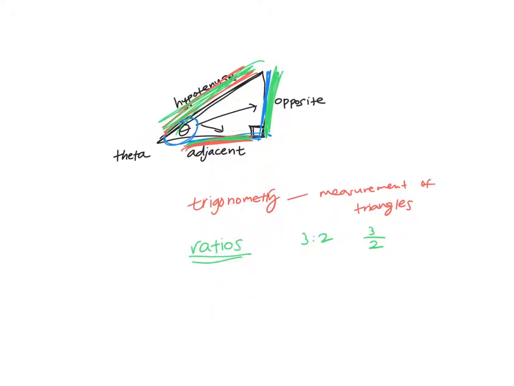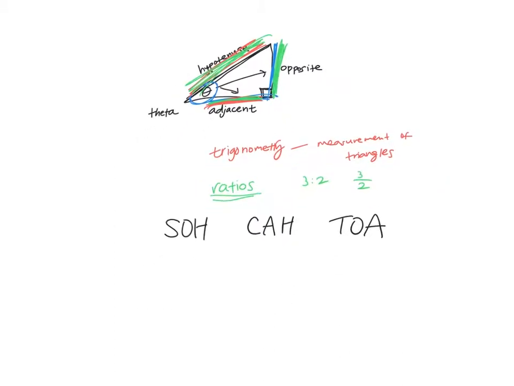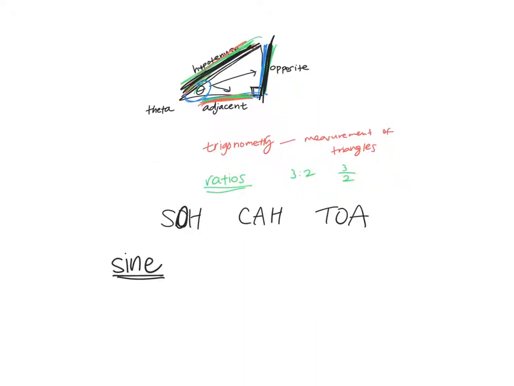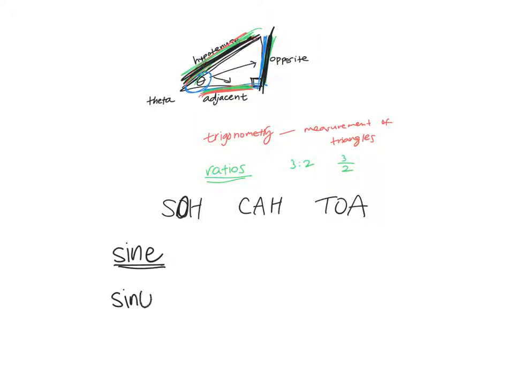Do you guys remember the little saying? SOH CAH TOA. If we're comparing the opposite side of a right triangle to the hypotenuse, we call that ratio the sine ratio. We say sine of angle theta is opposite over hypotenuse.